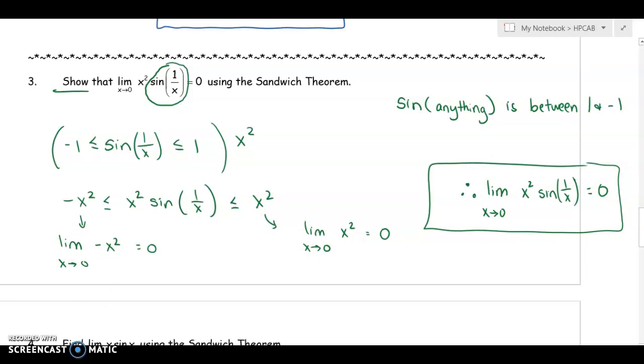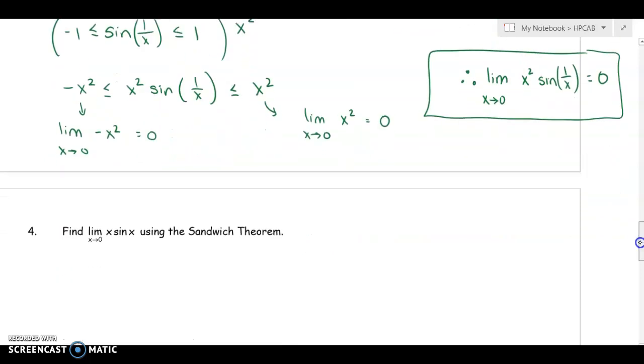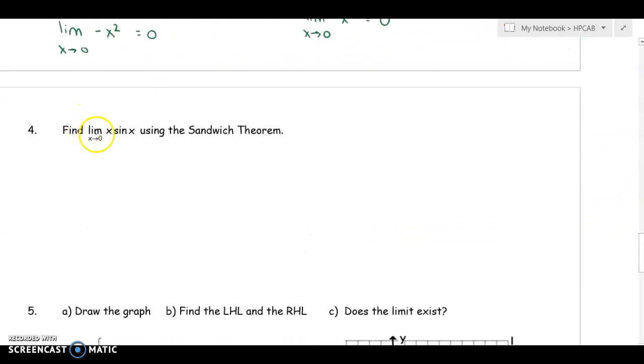All right, we'll do another example with number 4. With number 4, we're going to find the limit as x approaches 0 of x times sine of x using the sandwich theorem. Once again, we know that the sine of anything is between -1 and 1. We currently have a sine of x, so sine of x has to be between -1 and 1. And with this problem, we don't have just sine of x, we have x times it. So I'm going to multiply this by x. We end up with -x less than or equal to x sine of x less than or equal to x.